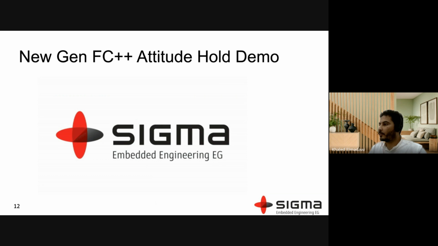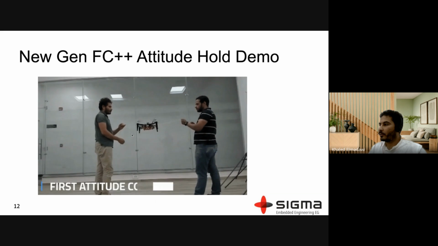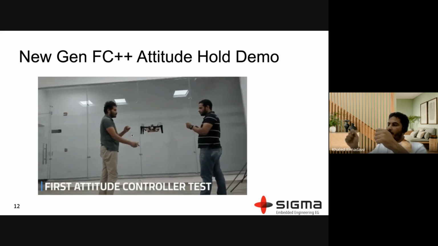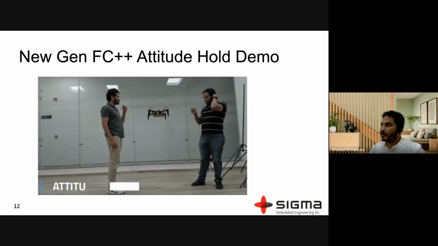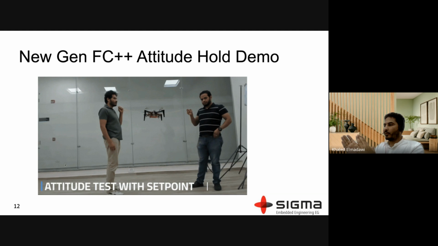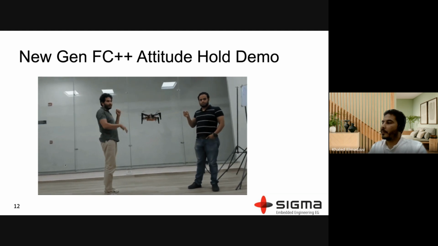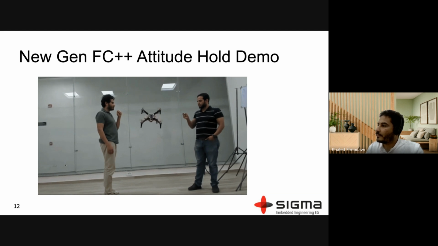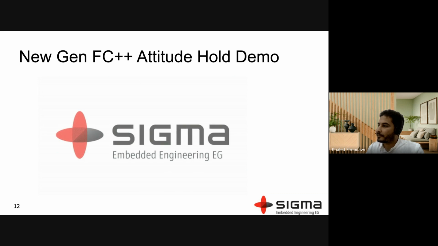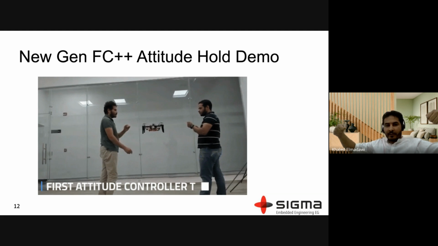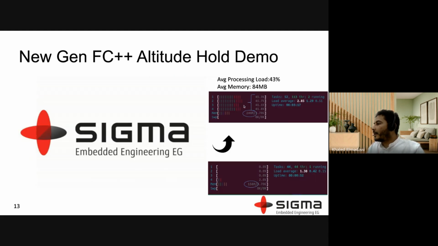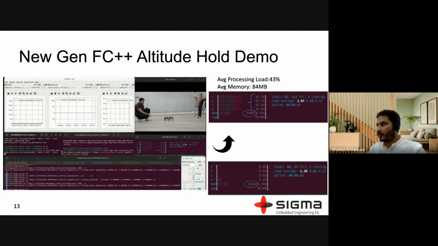Demo time. In this demo, we are demonstrating two cases for attitude hold. The first case is that it can counter disturbances. The second case is that we give it a set point and we return it back. As you can see, and voila. In this demo, we are just holding it with two wires for safety, no more, no less.